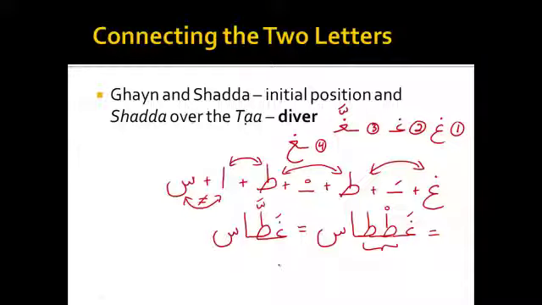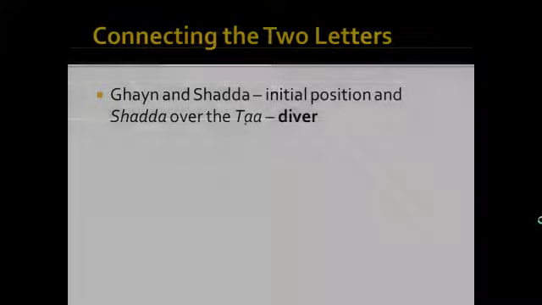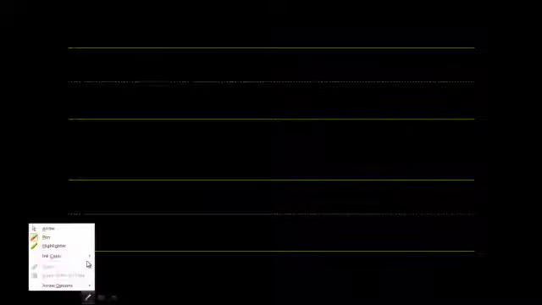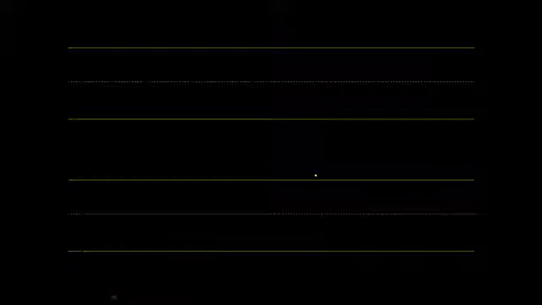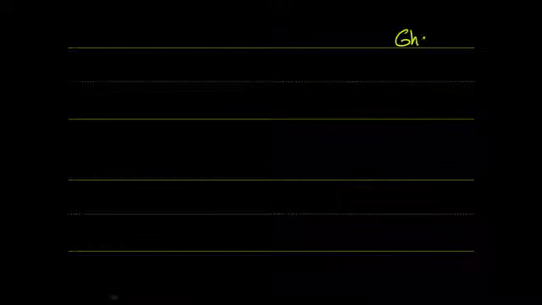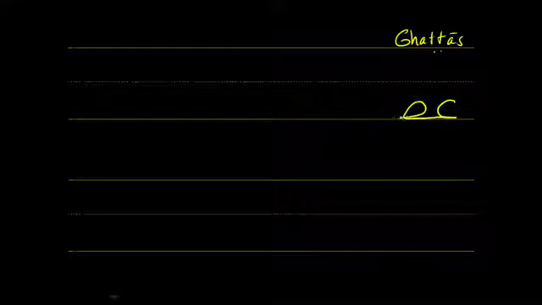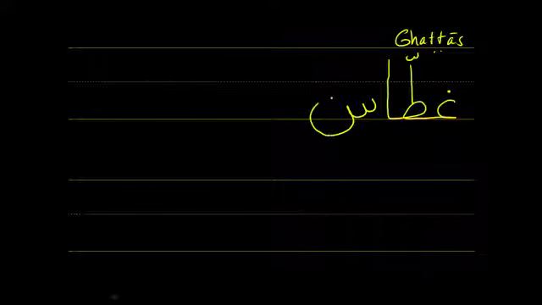Now let's write this together. And I'll change my color to yellow. So we're writing the word ghattas. Okay, so let's write this together. First we have a ghayn, and then a ta, and then a long vowel alif. Can't forget our dots. And then a sin. Ghattas.